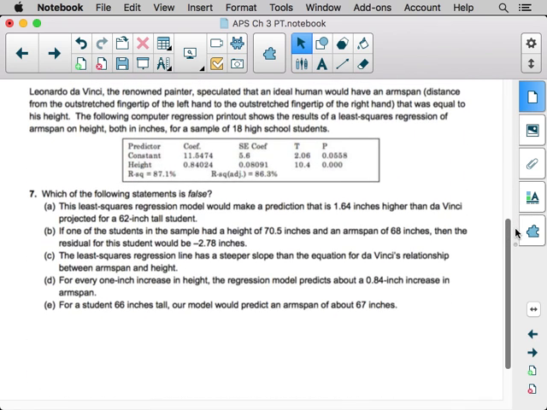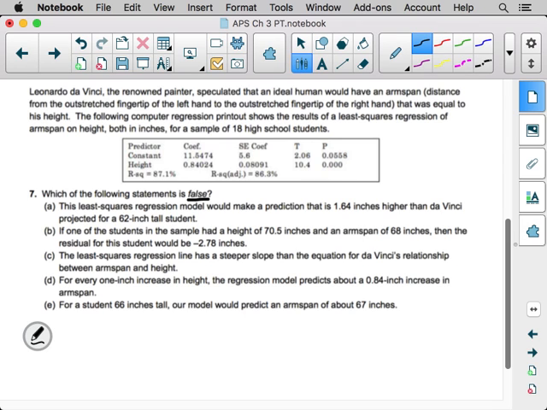All right, Leonardo da Vinci, the renowned painter, speculated that an ideal human would have an arm span, a distance from the outstretched tip of his fingers from left to right, equal to his height. The following computer regression printout shows the results of a least squares regression line, arm span on height, both in inches, for a sample of 18 high school students. Okay, which of the following statements is false?